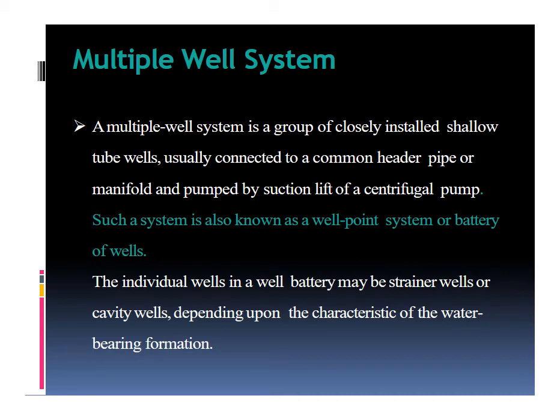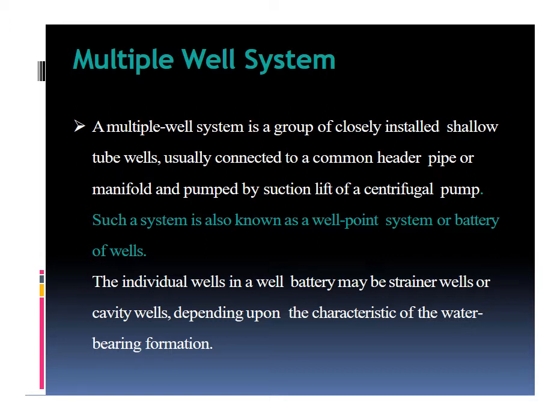Today we will see about the multiple well system. A multiple well system is a group of closely installed shallow tube wells, usually connected to a common header pipe or manifold and pumped by suction lift of a centrifugal pump. Such a system is also known as a well point system or a battery of wells.